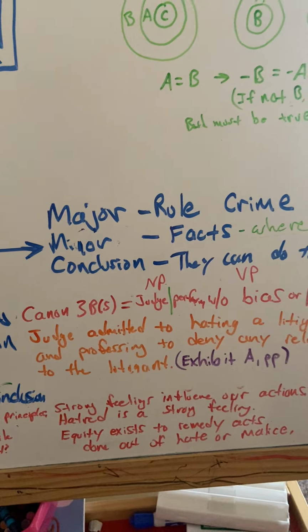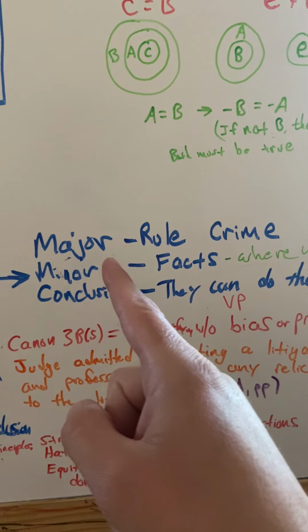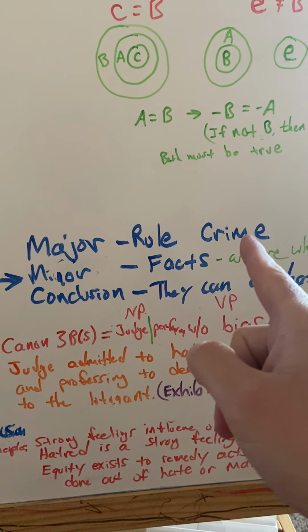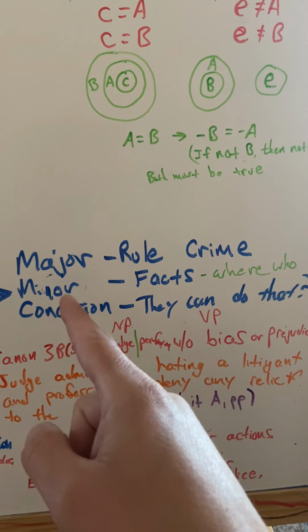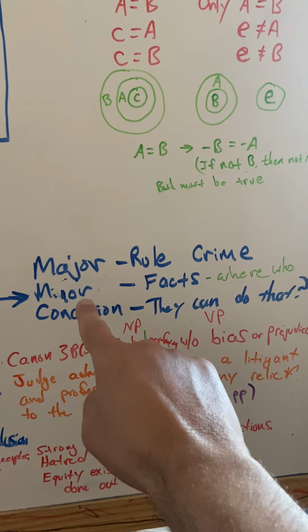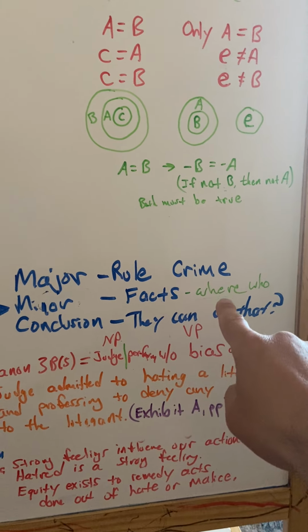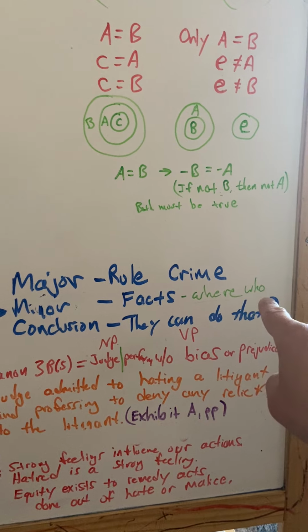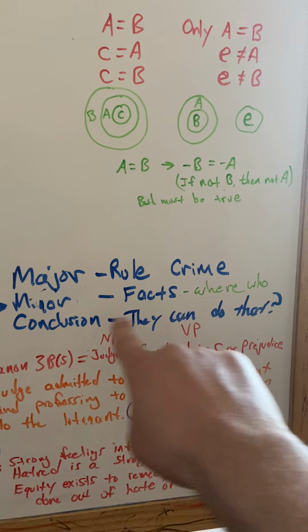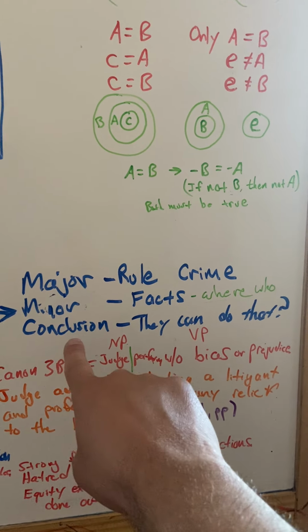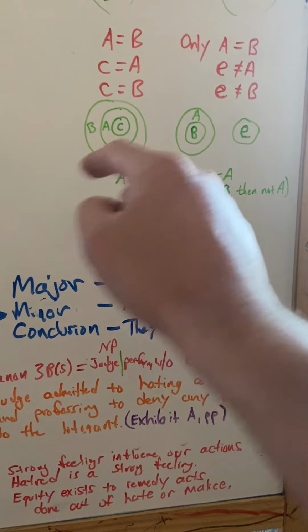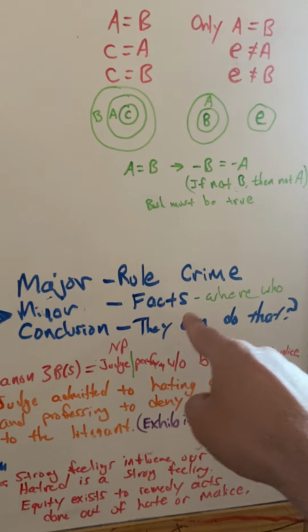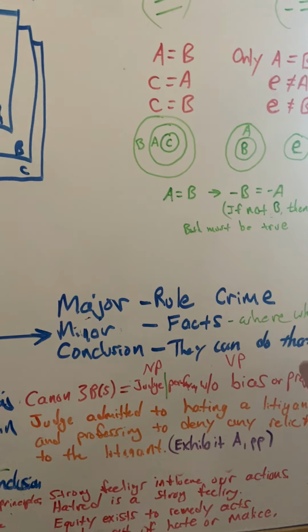But look, first few sentences talk about the rule or a crime that they committed. Your next few sentences talk about the facts, and you say where those facts are and who knows the truthfulness of it. Okay? And then your conclusion should be in the form of, can they do that? Can they do that? You may need to add something more. You know what I mean?